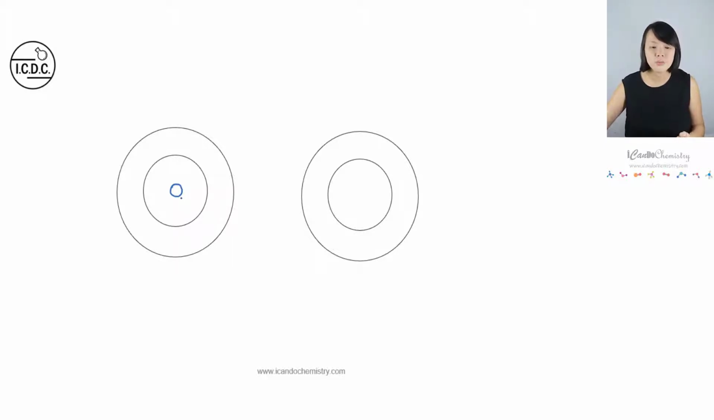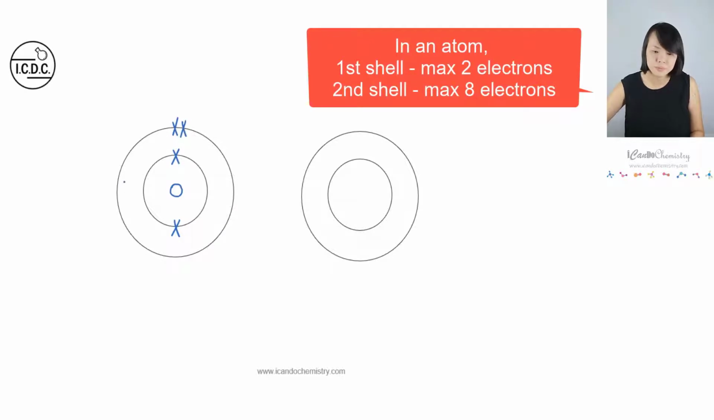The first 2 electrons must be in the first shell. So let's use crosses to represent them. This particular oxygen has 2 electrons in its first shell, and the remaining 6 will be in the second shell. Now based on the chemical formula, it is O₂, so I have another oxygen that I'm going to draw here, and let's use dots to represent its electrons.